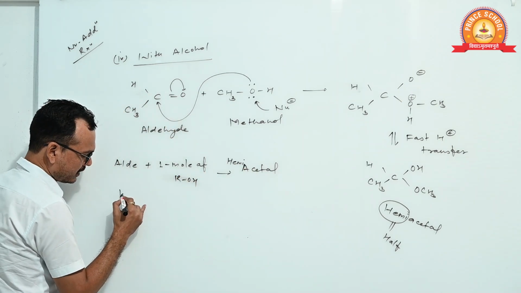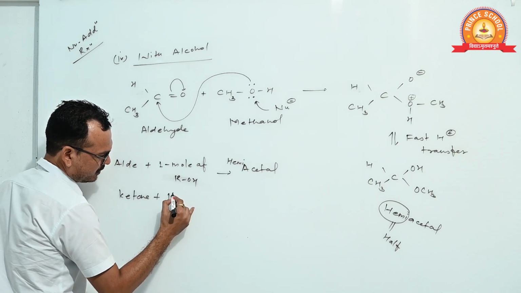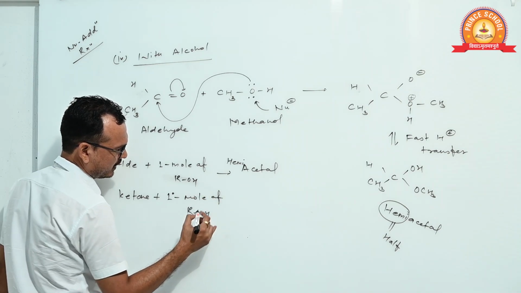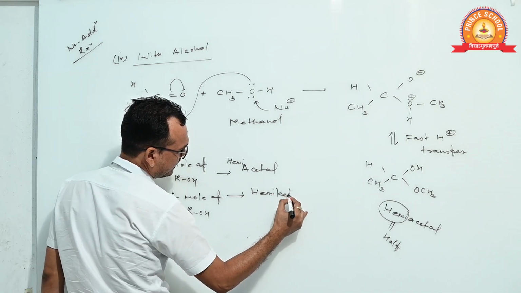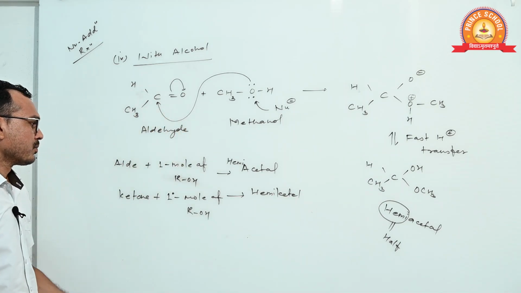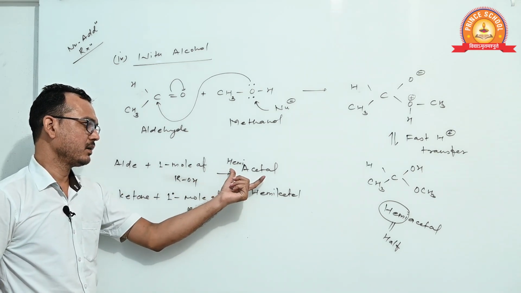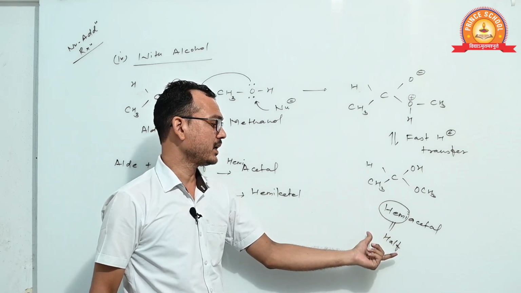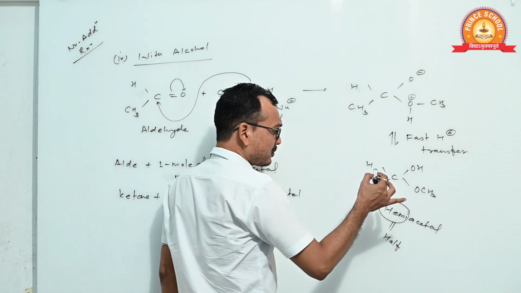Clear? When ketone reacts with 1 mole of alcohol, then it gives the hemiketal. Hemiketal. Is that clear? When aldehyde reacts with 1 mole of alcohol, then the forming compound is known as the hemiacetal. What is meant by hemi? It is the half acetal.